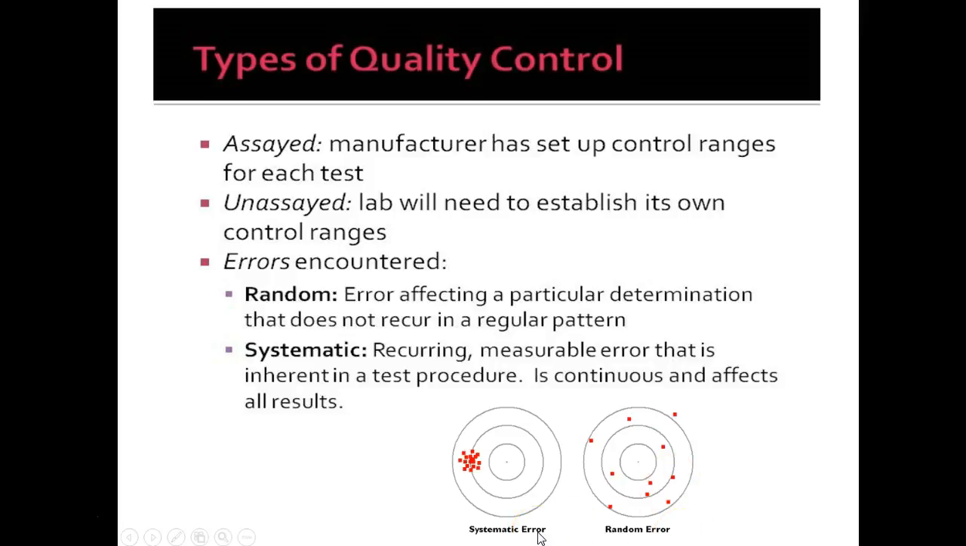Systematic means there's something wrong with the system and you keep getting erroneous results over and over and over. Something like a systematic error, there may be something wrong with your analyzer, or you may need to recalibrate to get those results closer to the center. Random error is something that we see a little more often, with results all over the place depending on what is wrong with the patient.